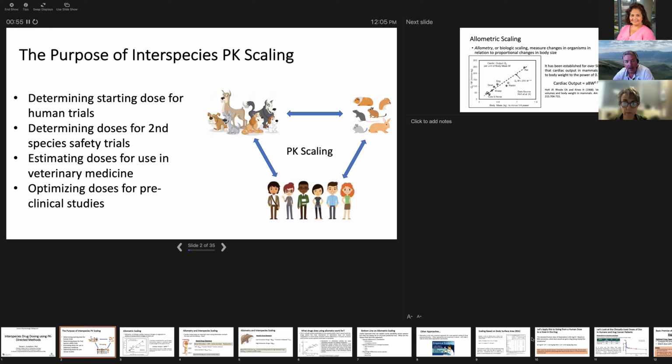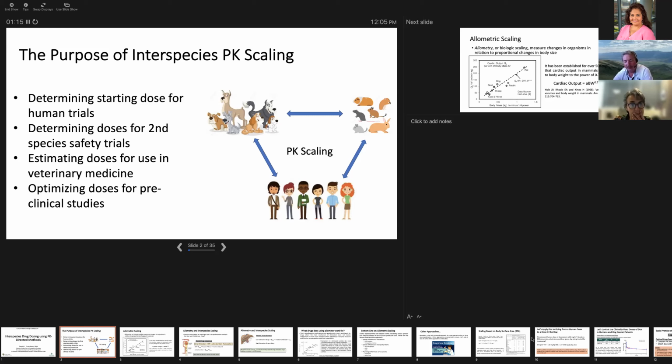And the other one is, if you have rodent data, how do you determine your doses for your second species safety trial as you're preparing an IND package, and you need safety and toxicity in 2 species.